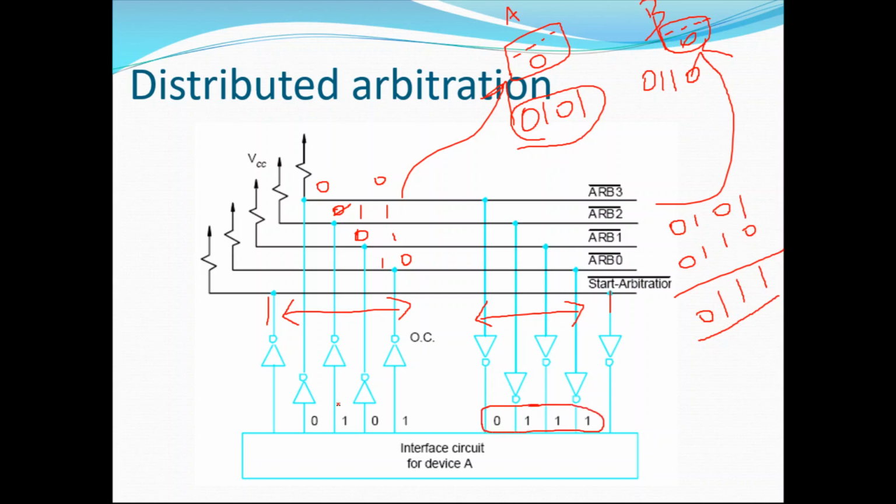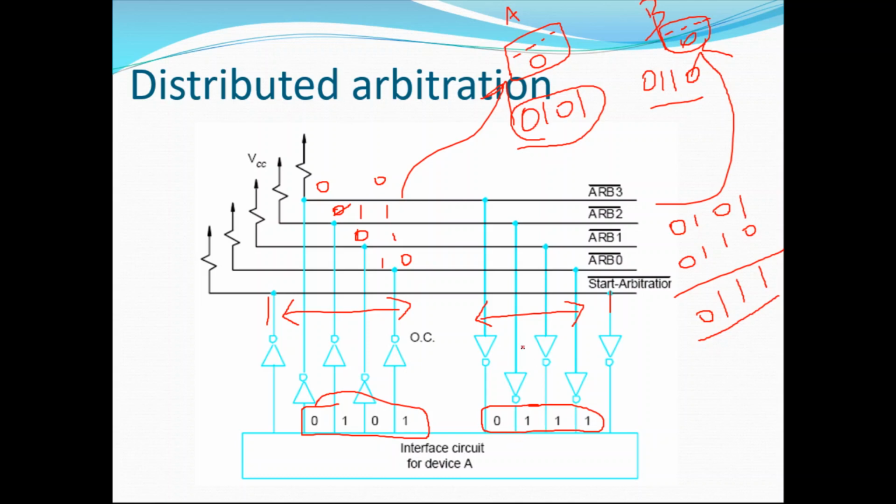Right. Here they are showing only A's. This is A's circuit. So A's number they are showing. A's number is what? 5. Similarly in B's device this number will be what? 0 1 1 0. But output will be same for both. Output is what? 0 1 1 1.